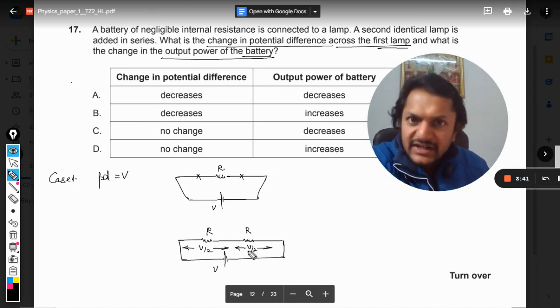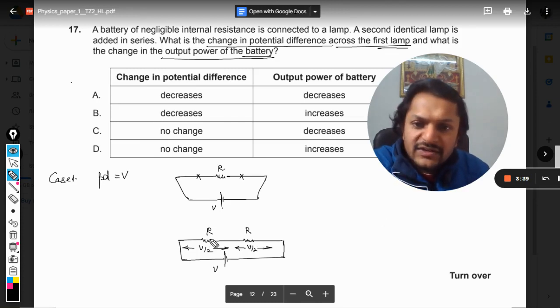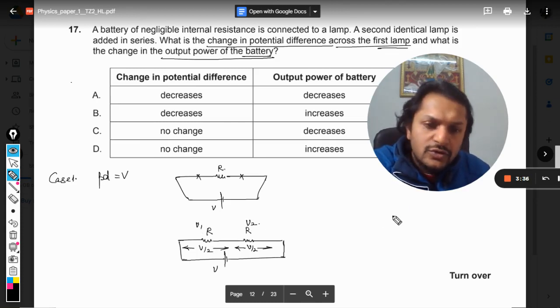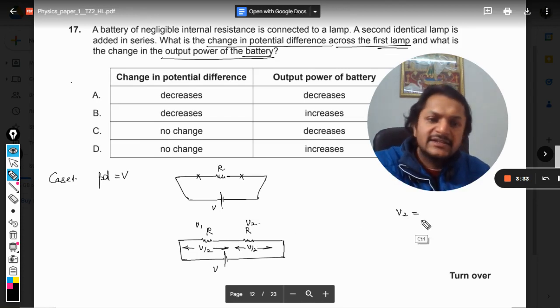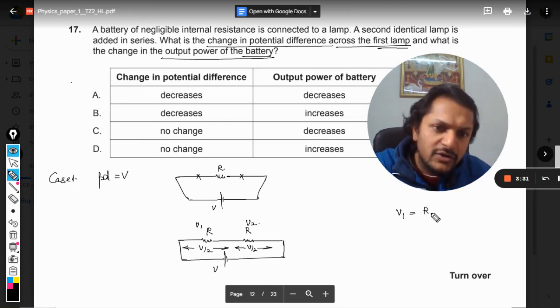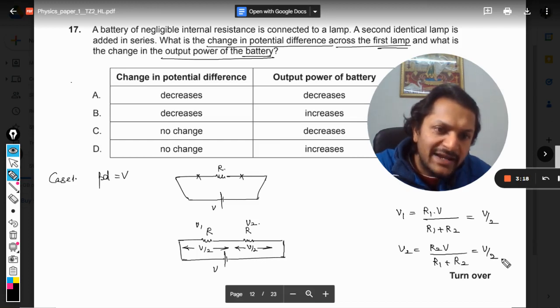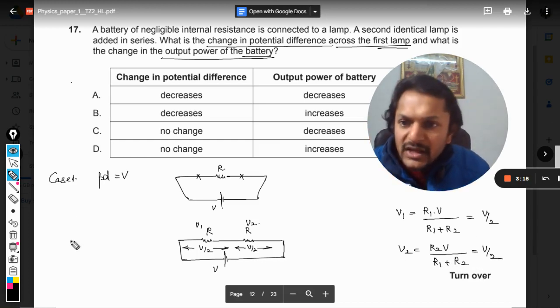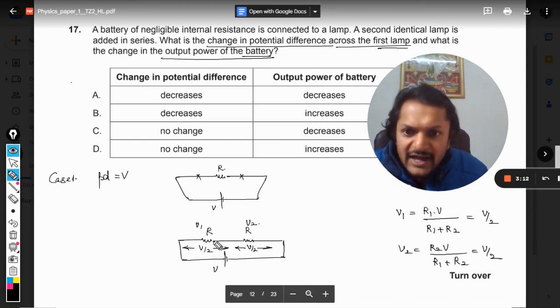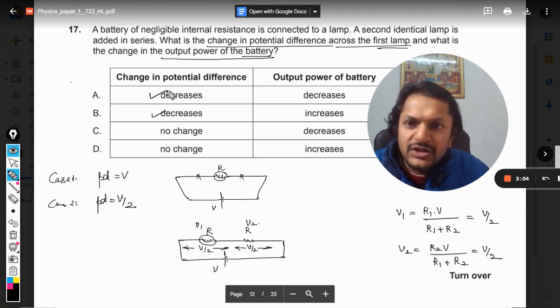And also in the case of series, I'm going to give you one formula. If this is V1 and this is V2, the formula goes like this: V1 is equal to R1 into V divided by R1 plus R2. And from here also you would be getting the same answer. Why am I giving you this formula? Because it is important for us to remember and it might help you somewhere else in some other question. So as far as this lamp is concerned, in case number two the potential difference is V by 2. So it decreases. So either A or B.